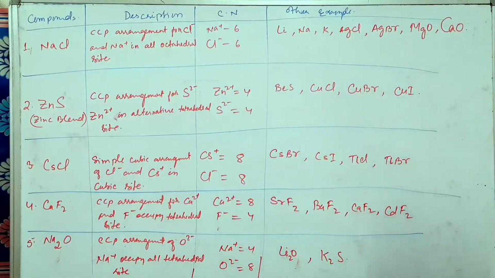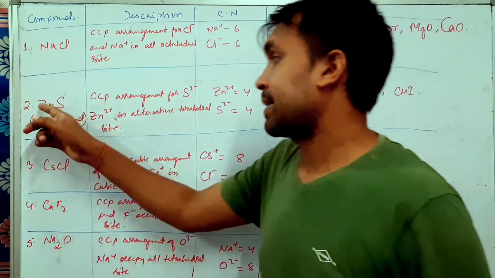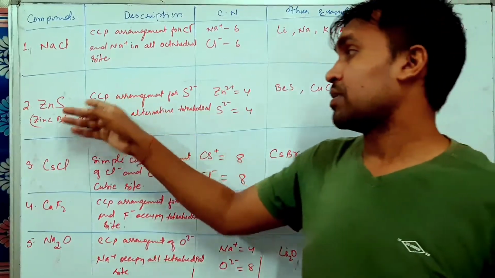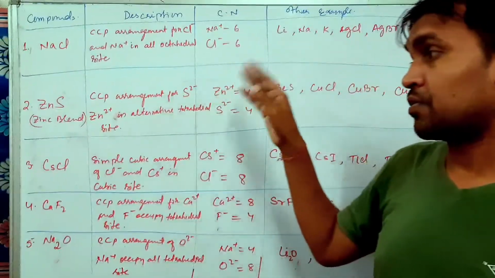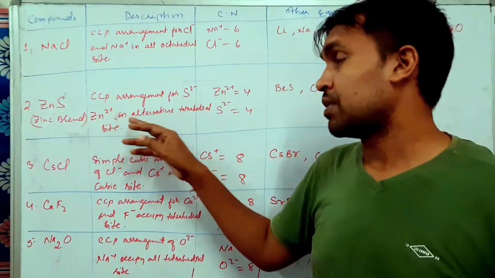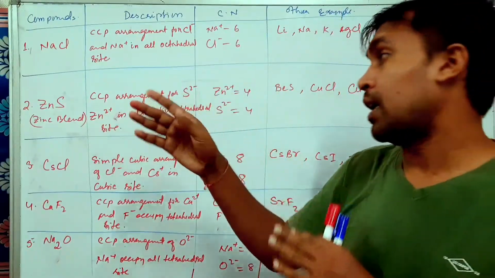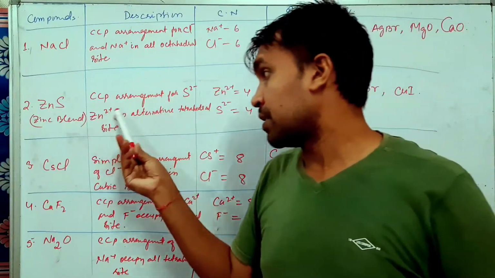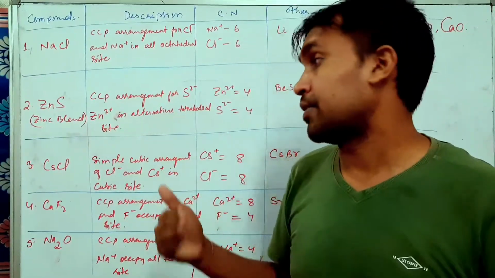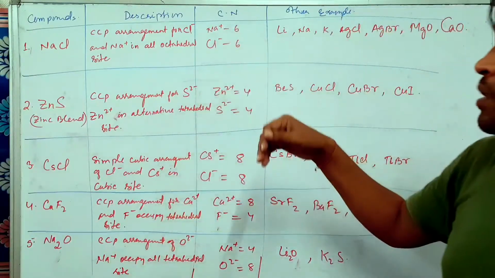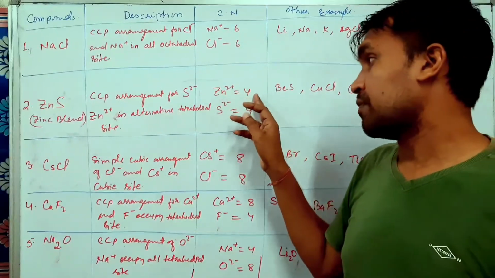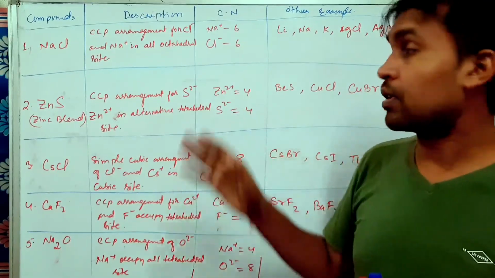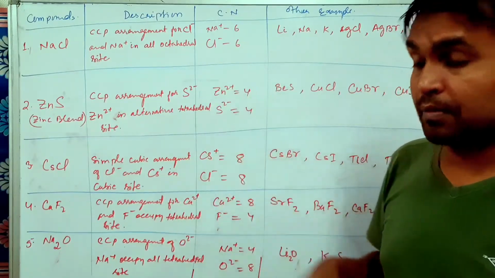I hope you understood. Next, moving on to the second type, that is ZnS, zinc blend. In zinc blend, you will see a CCP arrangement of S2 negative, and Zn2 positive is present in alternate tetrahedral sites. And what is the coordination number of Zn2 positive? 4, and S2 negative is 4. So the coordination number is very important, you have to remember it.